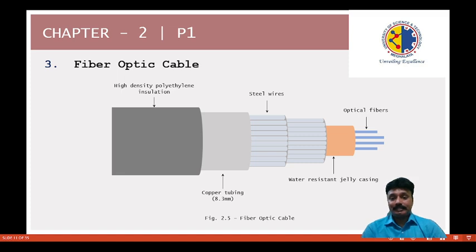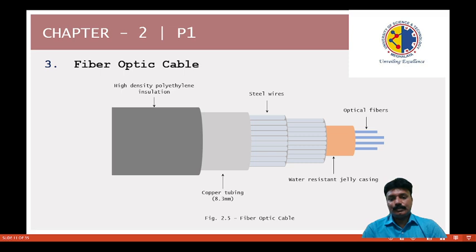The light reflections inside the cable are protected by a water-resistant jelly casing. This water-resistant jelly casing protects the cable fibers inside, in case the cables pass through water. Then steel wires are also used for protection, and copper tubing is another layer. Outside, high-density polyethylene insulation will be there. This gives more protection at all layer levels.